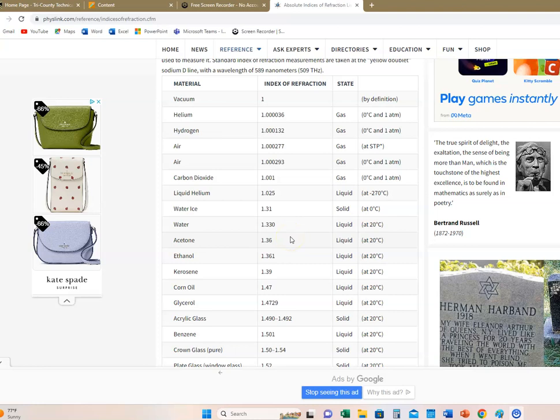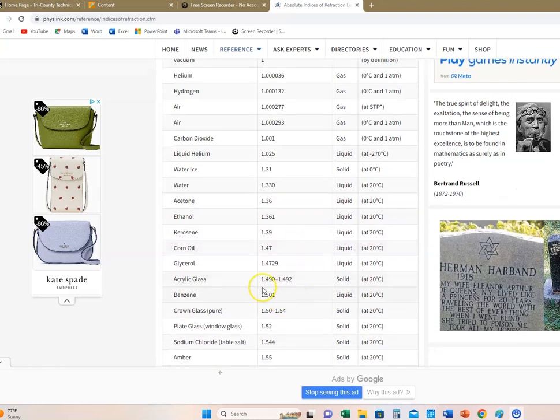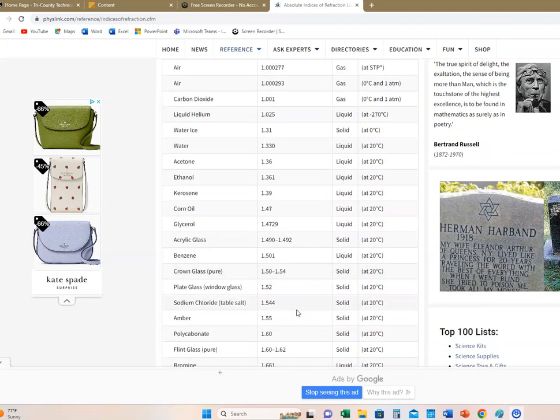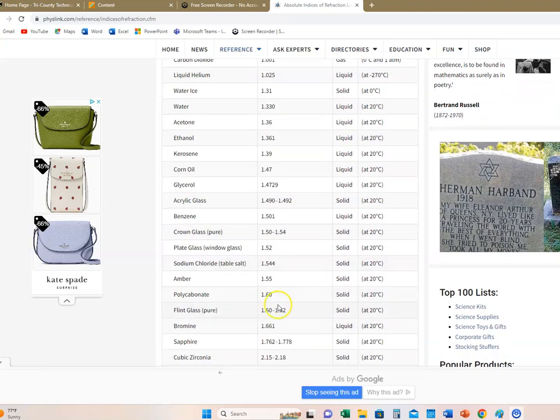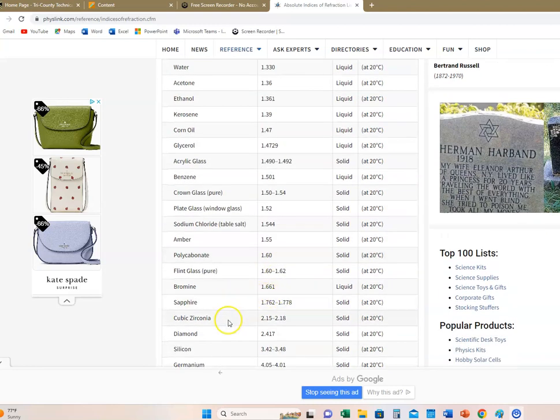Let's see, there's some common ones. Crown glass is usually about 1.5. It could be up, depending on the manufacturer, or the substances it's manufactured with, could be up to 1.54. All right, so let's see some other stuff. Polycarbonate, 1.6.